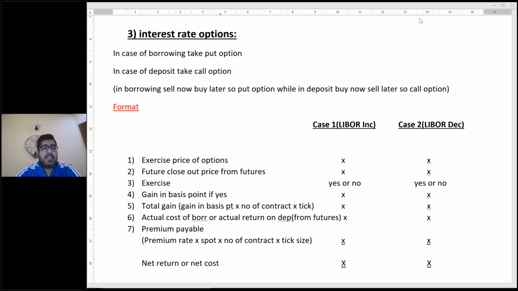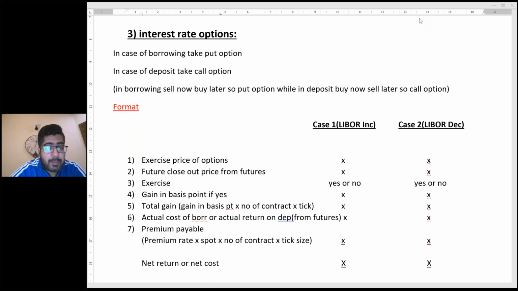Okay, now one last technique is the options. In options, again, the first rule: in case of borrowing, you need to take put option. In case of deposit, you need to take call option. In borrowing, take put option. In deposit, take call option. Now, what is the format of options? I am just guaranteeing you that options is just a 2-minute task if you have done futures. Futures is tricky and detailed, no doubt about it, but options is just a 2-minute task if futures is done. Now, the format of options is, again, there are two cases.